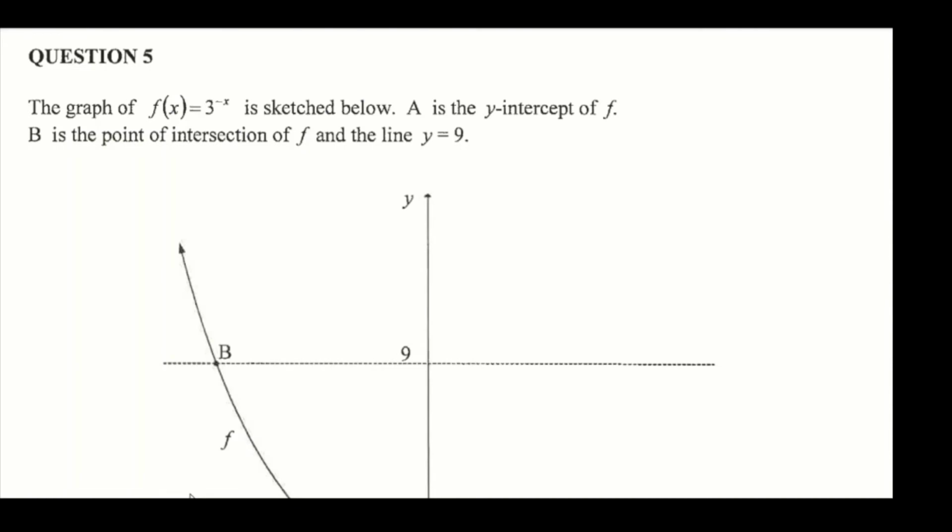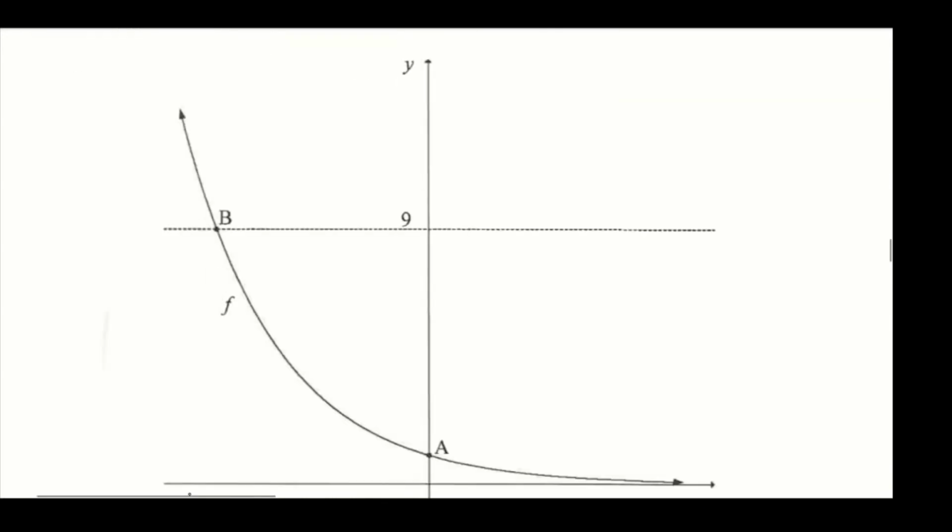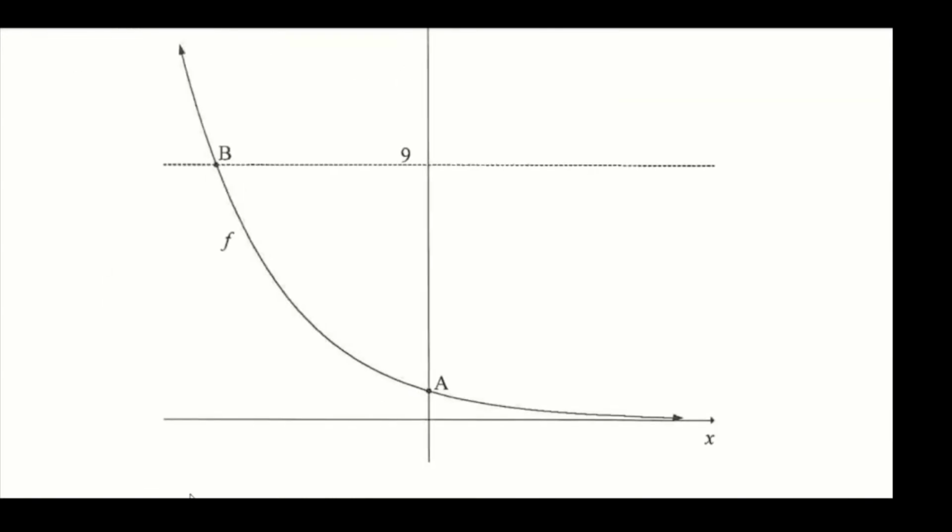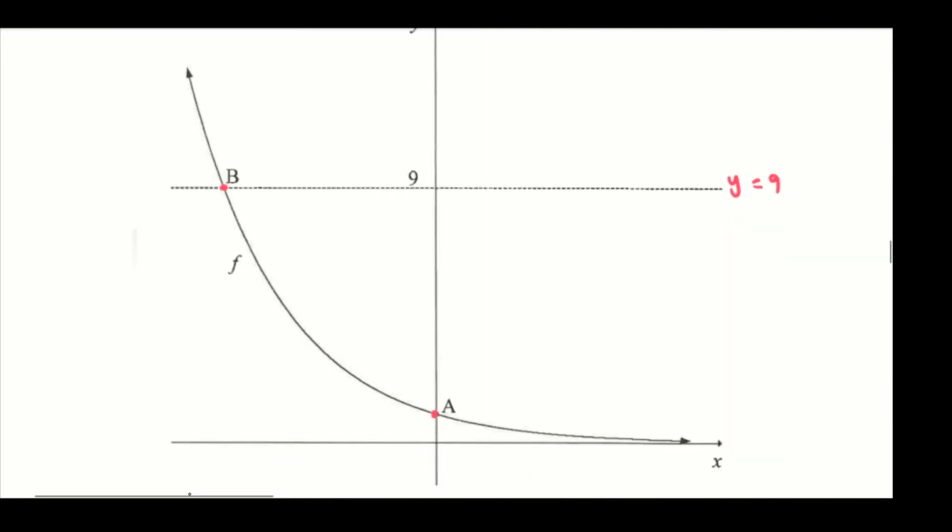Now we're going to do question 5. The graph of f of x equals 3 to the power of minus x is sketched below. A is the y-intercept of f, B is the point of intersection of f and the line y equals 9. So this is what we're having here, our graph of f, where this is the line y equals 9, passing through B at this point. And yes, this is our A value here, and that's basically that.